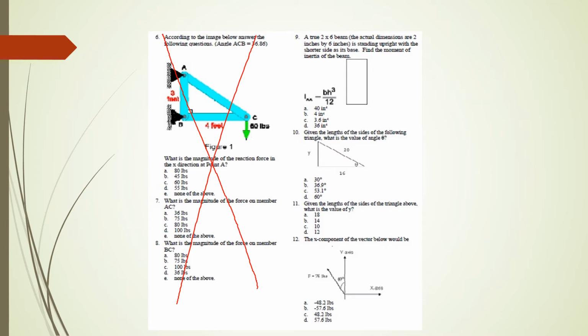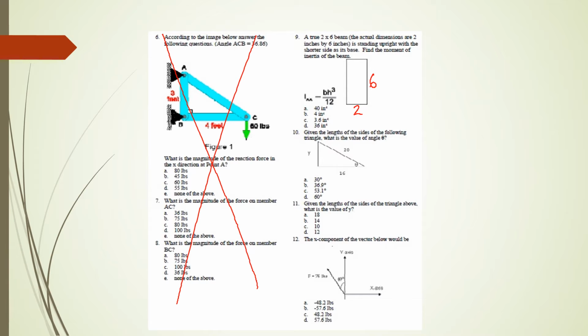Number 9, a true 2x6 beam. The actual dimensions are 2 inches by 6 inches, so don't assume that this is a board that comes from the store that is called a 2x6, which is actually a 1.5 by 5.5, excuse me. This is an actual size. So it's standing upright. The shorter side is the base in this case. So the shorter side is the 2. And the taller side is the 6.